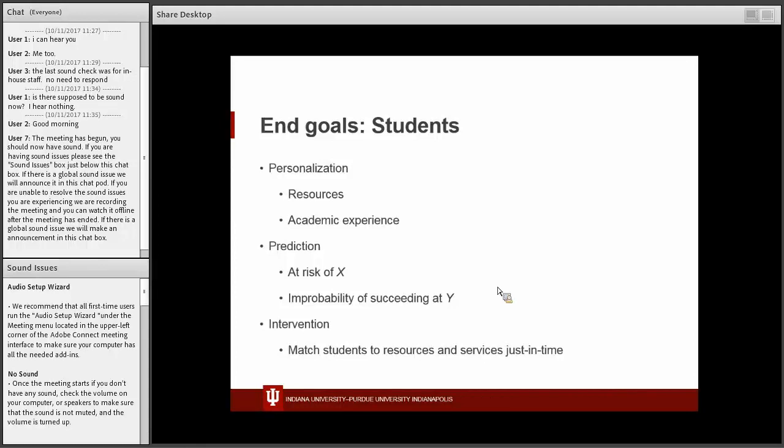A lot of this also comes down to prediction. We want to know if a student is at risk of X or has an improbability of succeeding at Y. So maybe that's math, and maybe that's getting through what we often call bottleneck courses in higher education. Those are prerequisite courses that a lot of students have trouble with, but they need to get through in order to move on to their core courses in their degree program. Maybe students are not necessarily at risk of a poor academic outcome, but maybe a social outcome. Maybe by having all this data about students, we could better understand if they're embedded into the university community. And sometimes that can be an indicator of poor academic success as well.